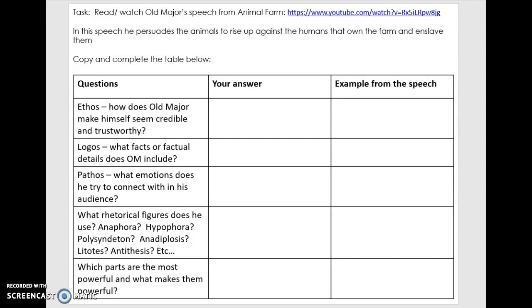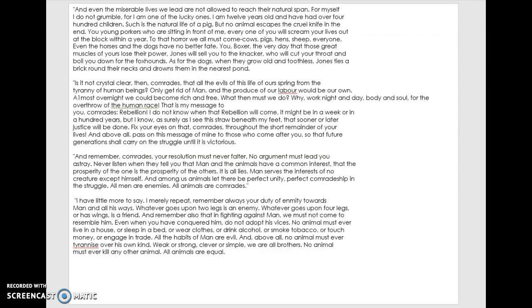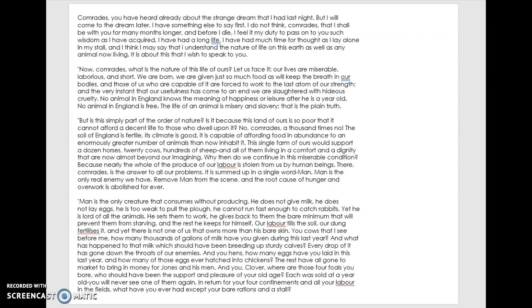Now, I've chosen Old Major's speech from Animal Farm, so it's a fictional speech, but it's wonderful. In this speech, Old Major is a pig, and he persuades the other animals on the farm to rise up against the humans that own the farm because they enslaved them. It's a wonderful, wonderful book. If you haven't read it, read it. It's brilliant. There's a YouTube clip, so you could watch the speech if you want to, but it's also on these slides. And these slides are attached to Show My Homework, so you can have a little read through.